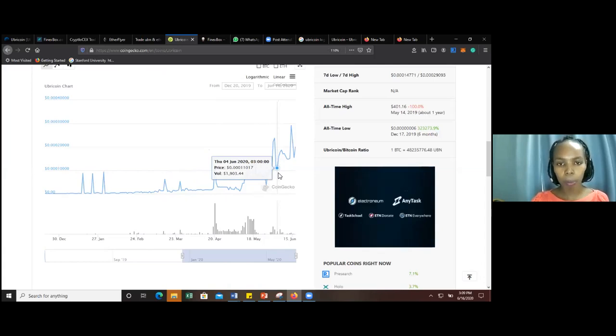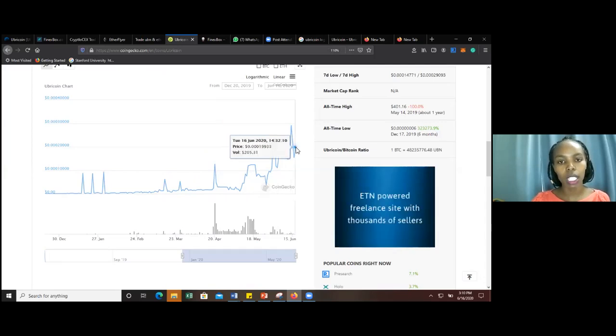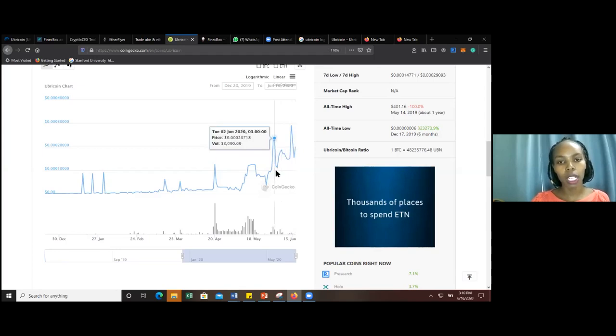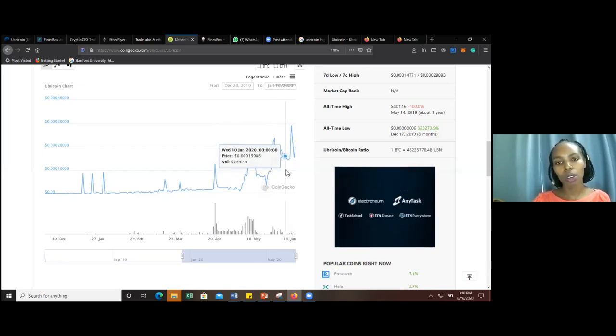So I took this price and then I compared it with the peak here where we have the highest price, that is June 14th. And then I also did a calculation on today's price, comparing it with when the price was low. Remember, we say that you want to get into the market when the prices are low. So make sure that you get your Ubricoins now.